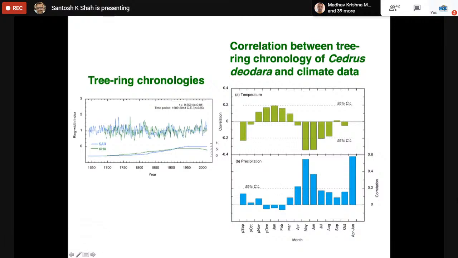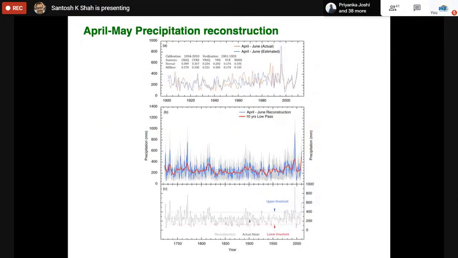Here in this case, we use a district data set of Anantnag, and here we have seen that for April, May, June, these 3 months, the precipitation signal is positive with the chronology of the Cedrus deodara, and at the same time there is a negative correlation with the temperature. That means the moisture signal is very important for growing this tree, and the moisture signal we can reconstruct. So in this case, we have reconstructed precipitation.